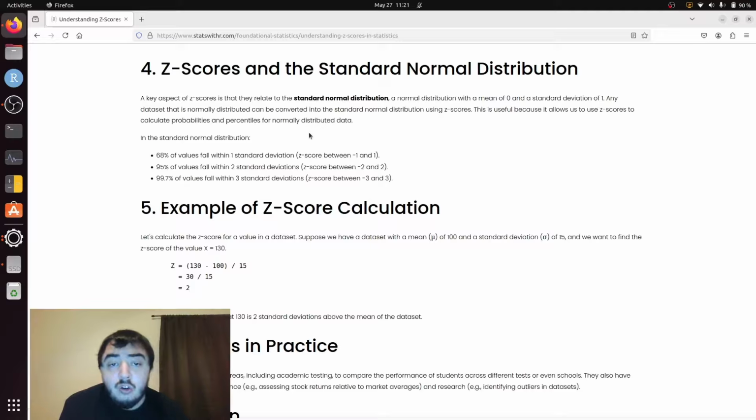the standard normal distribution, which is made by the Z-score, assuming the underlying distribution was normal, what we're going to do. 68% of the values fall within one standard deviation, so negative 1 and 1, 95% within 2 standard deviations, and 99.7% within 3 standard deviations.